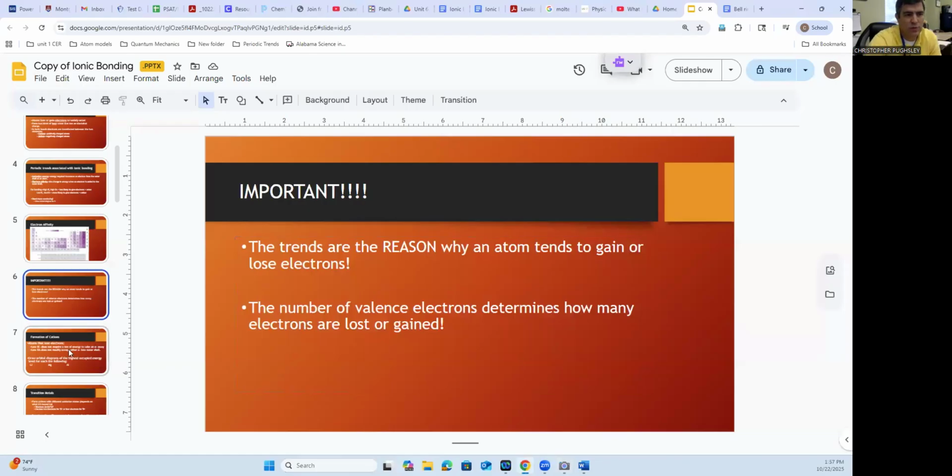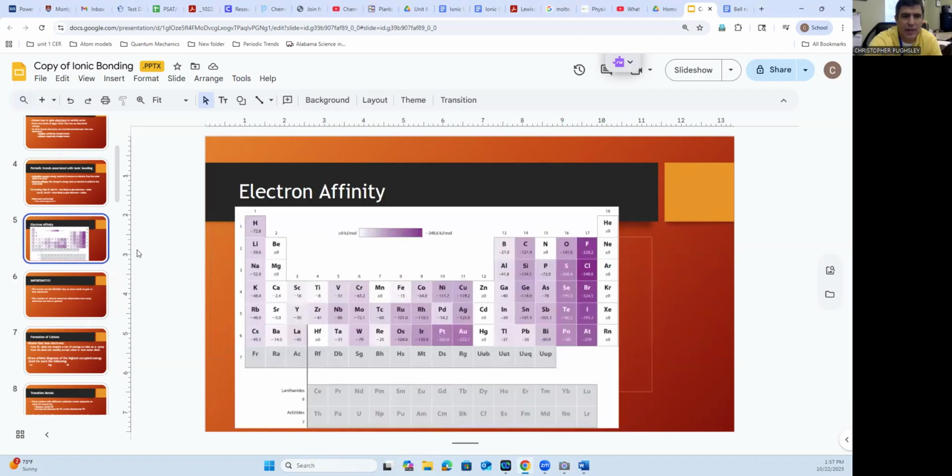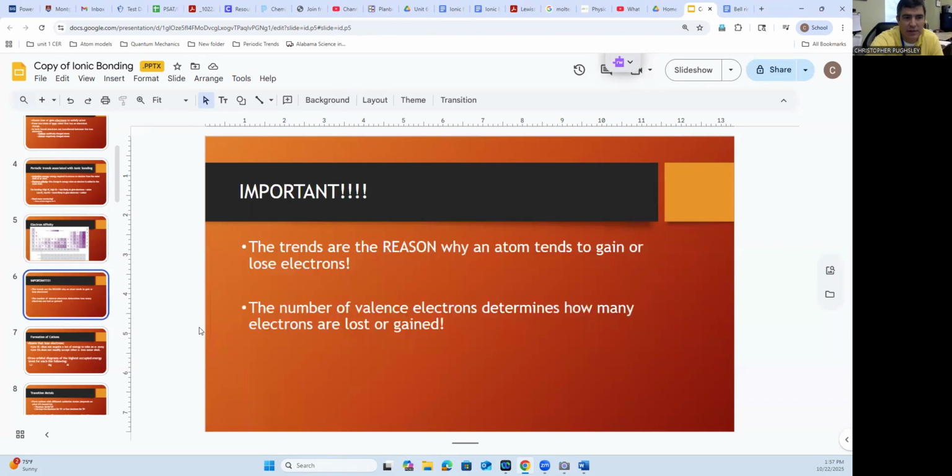Atoms that lose electrons typically have a low ionization energy and a low electron affinity, right? They do not require a lot of energy to take an electron away, and they do not readily accept electrons. If you look back over here, they really don't want one. You have to force them, give them a whole lot of energy. These will take one, but these you definitely have to force. And so that's what we're trying to say right here.